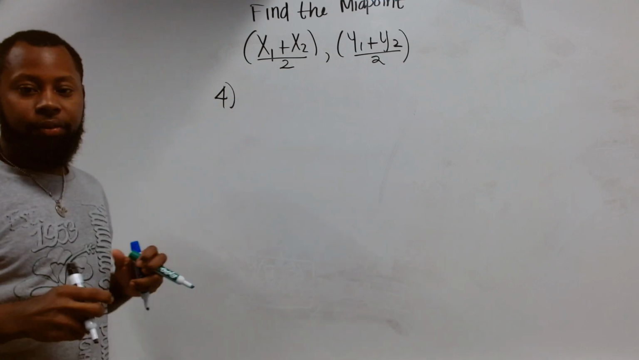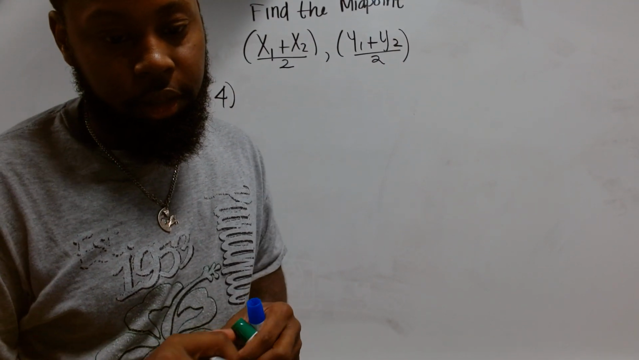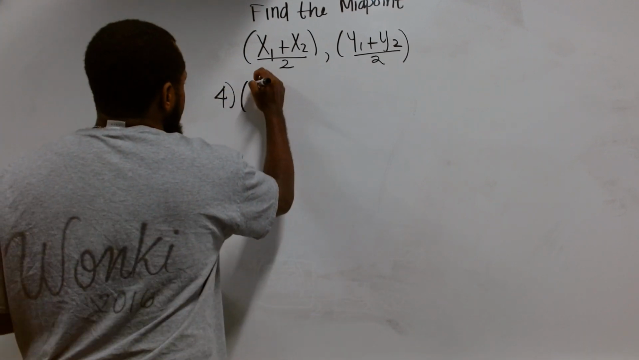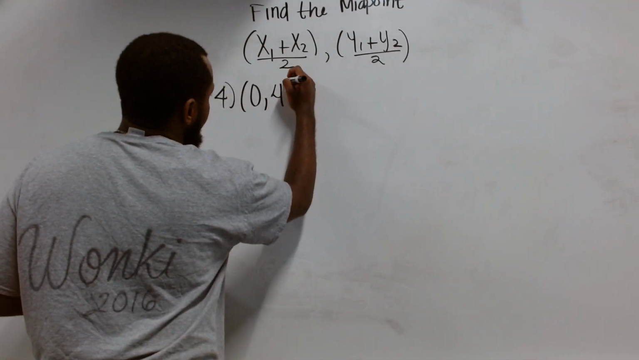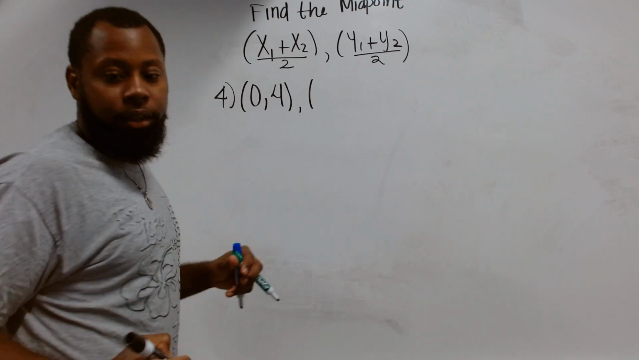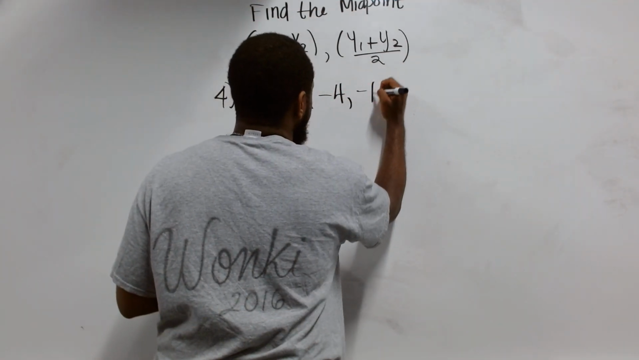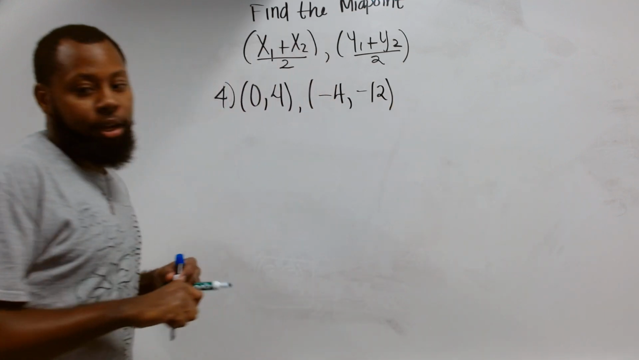After question 7, then I'll stop the video to do the second half. Question 4, we have 0, 4. Then we have negative 4, negative 12. Now, midpoints.